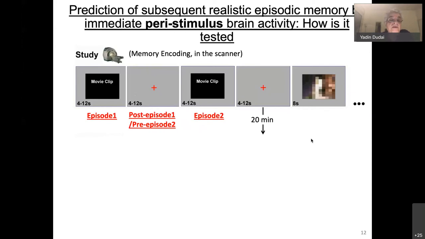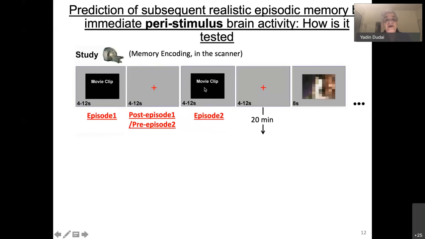Now see what happens. We are measuring the activity of the brain here and here and here and here throughout. Later on, we will measure the memory of episode 1, of episode 2, of episode N, and so on. But since we have these periods here in which you don't attend the movie, we can take the activity here to predict the memory later on regarding either this movie, which is before, or this movie, which is after, since this activity comes after this movie or before this movie. Okay?